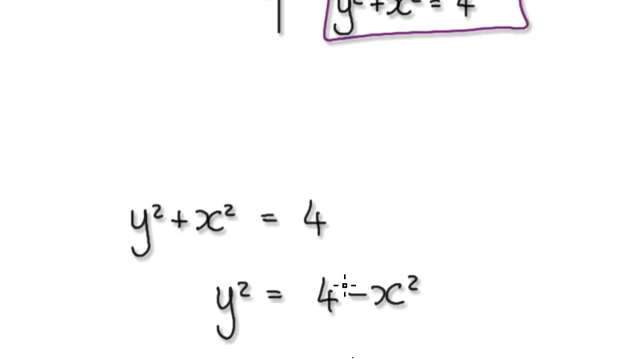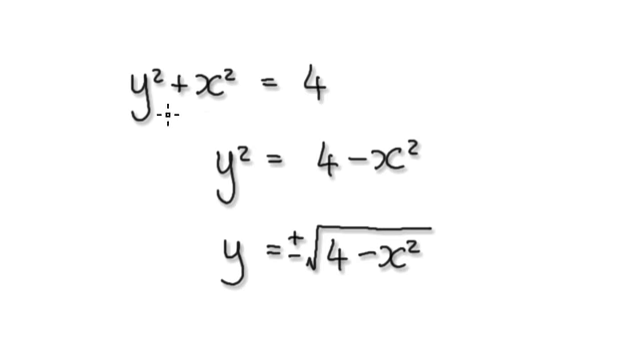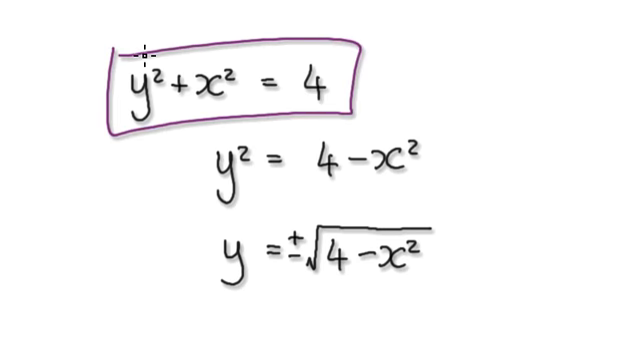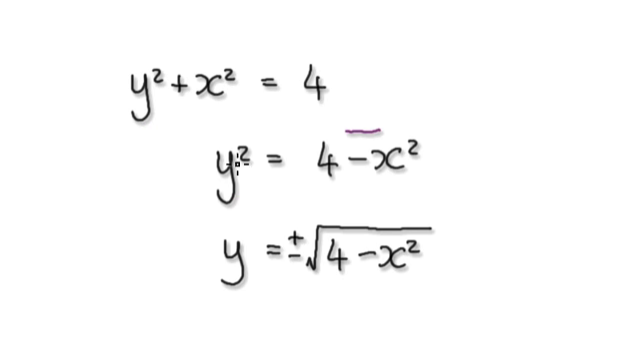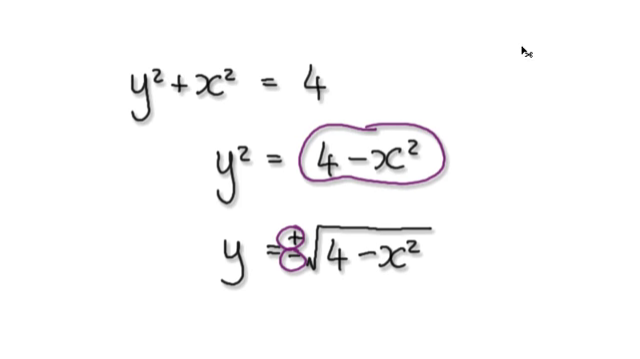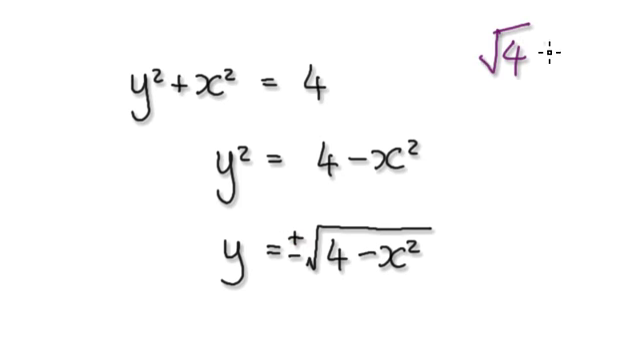Another way is this. One way is to look at it like this, and another way is to take away x squared from both sides. That will give you this, and then square root both sides. When you square root something, you're going to get a positive version and a negative version. For example, what's the square root of 4? Well, it could be 2 or it could be negative 2.